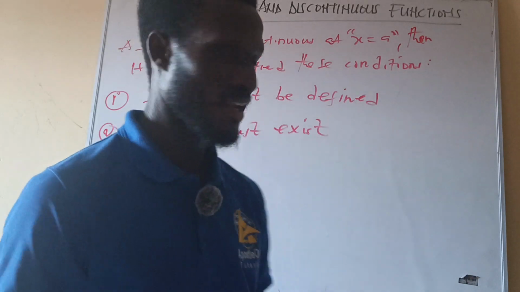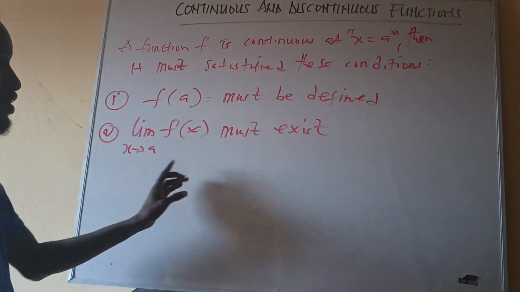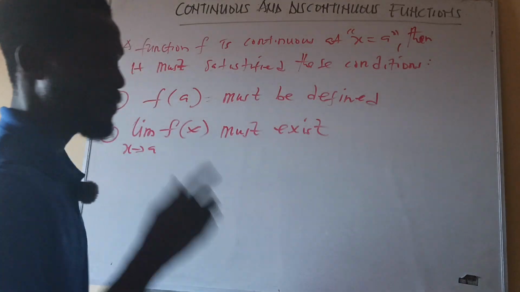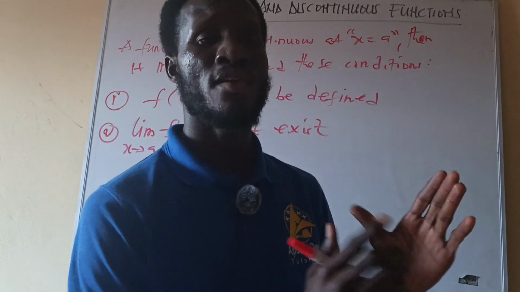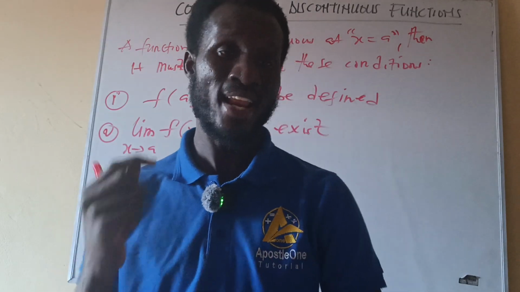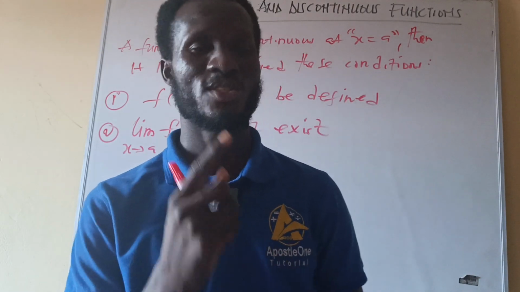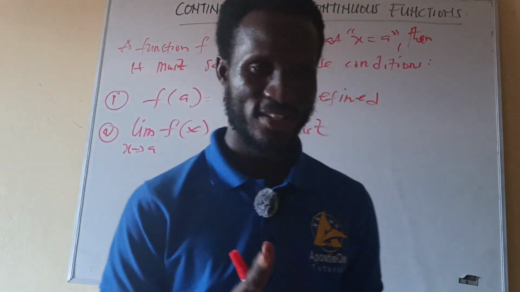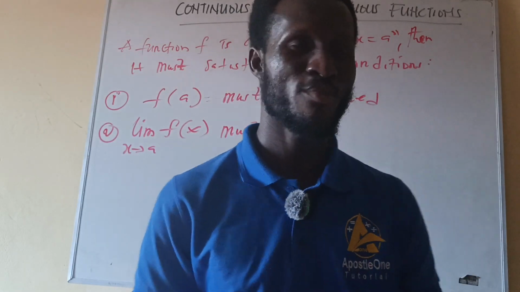Don't forget, when we say the limit of f of x where x is approaching a must exist, we are saying that the limit approaching a from the left is supposed to be the same as the limit approaching a from the right. Please go and watch the introduction to limit. Yes, it will help you. Go to my playlist, go and watch introduction to limit. It's going to help you.